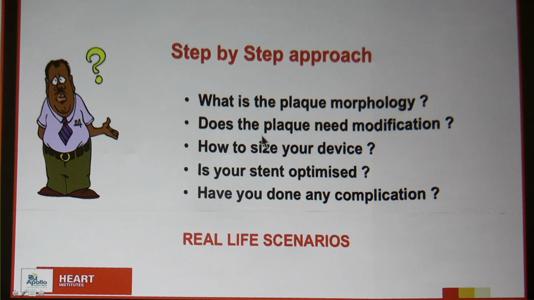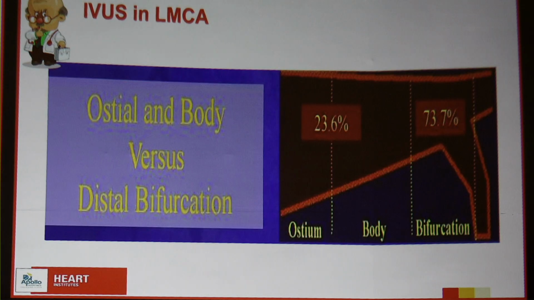Now I'd like to go through a few real life scenarios where we'll see how IVUS has helped. So these 5 steps have to be followed when you do it: find the plaque morphology, decide on lesion modification, size your device, optimize your device, and finally see whether you have caused any complication. Let us see certain LMCA disease.